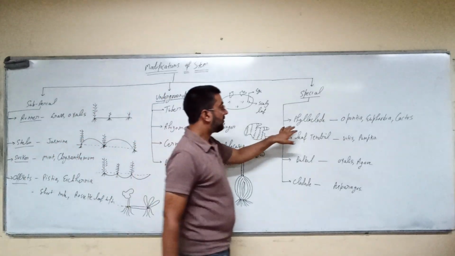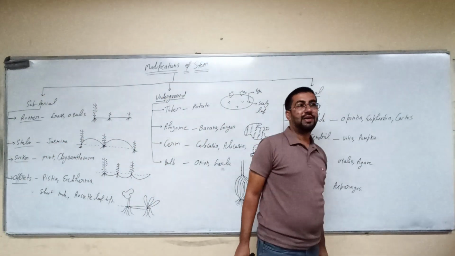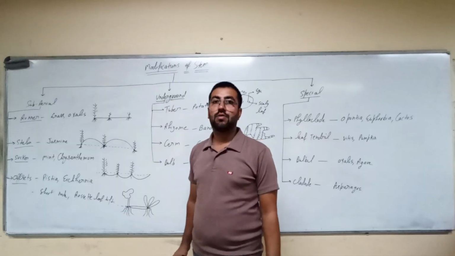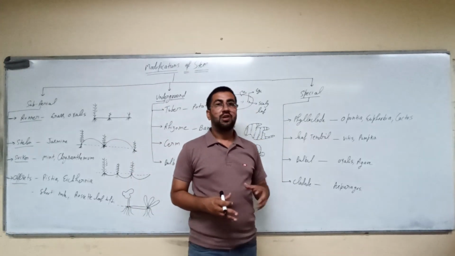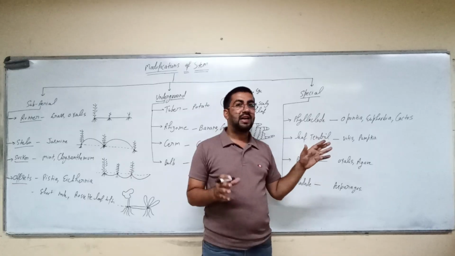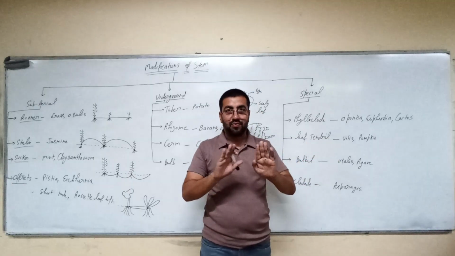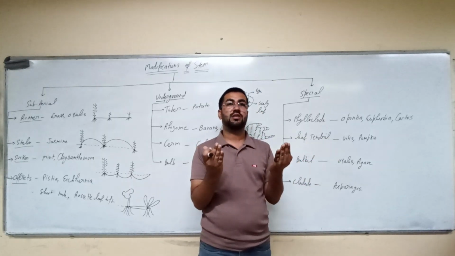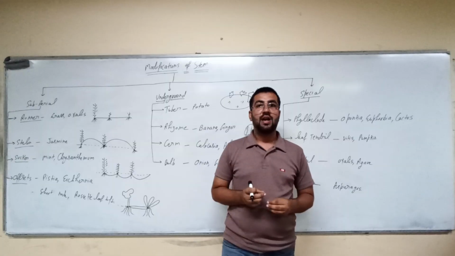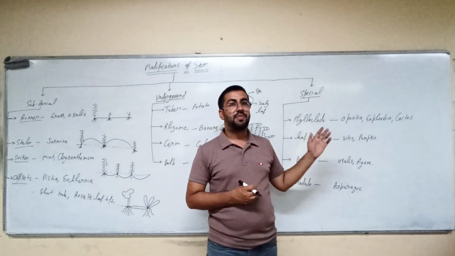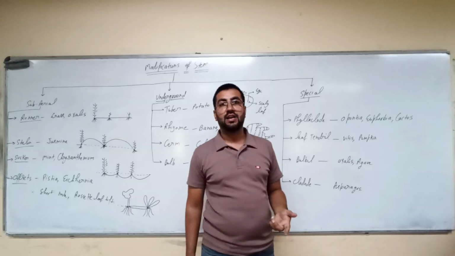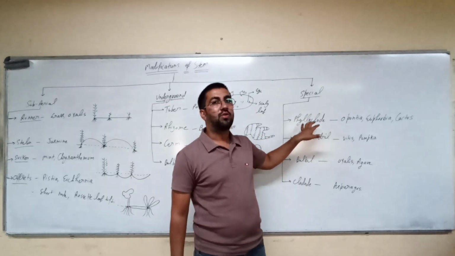Next one, phylloclade. What is phylloclade? It is a modified stem in which the stem gets modified into a flat, round-like structure which is green in color and performs photosynthesis in plants which are present in the arid region.